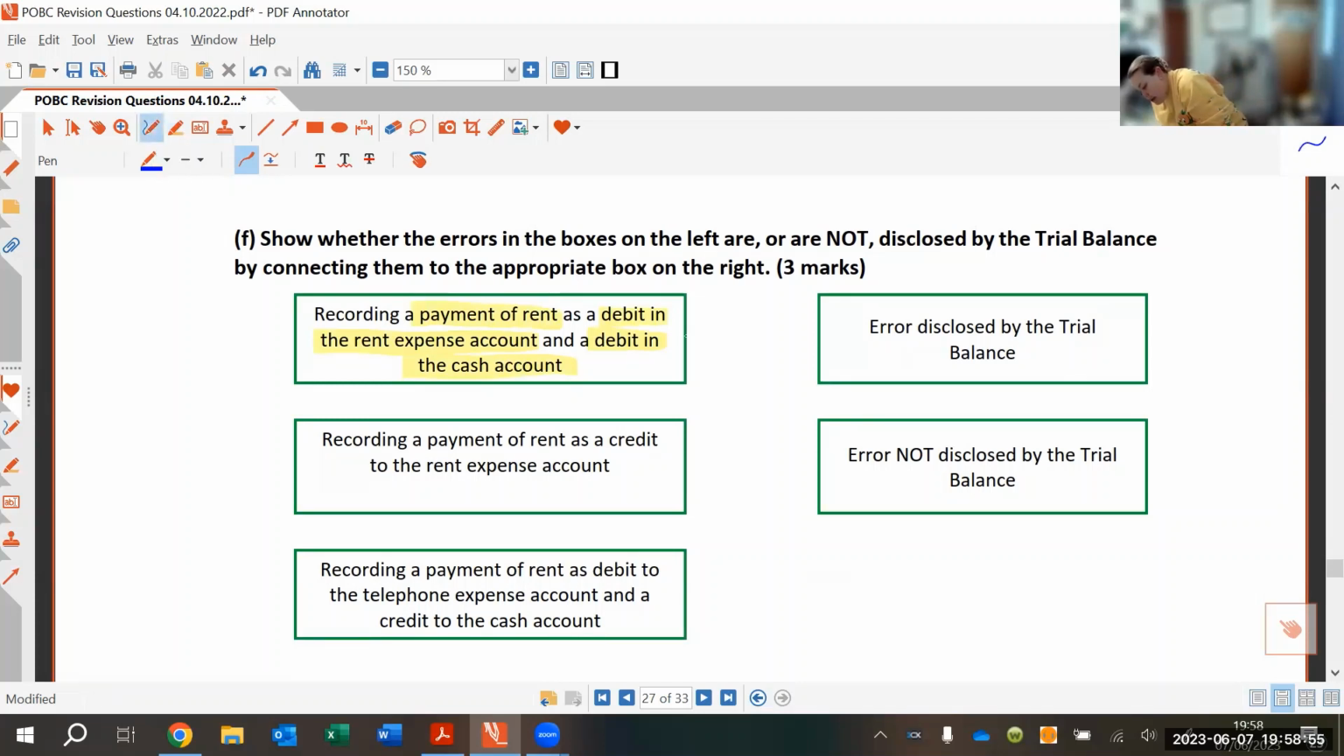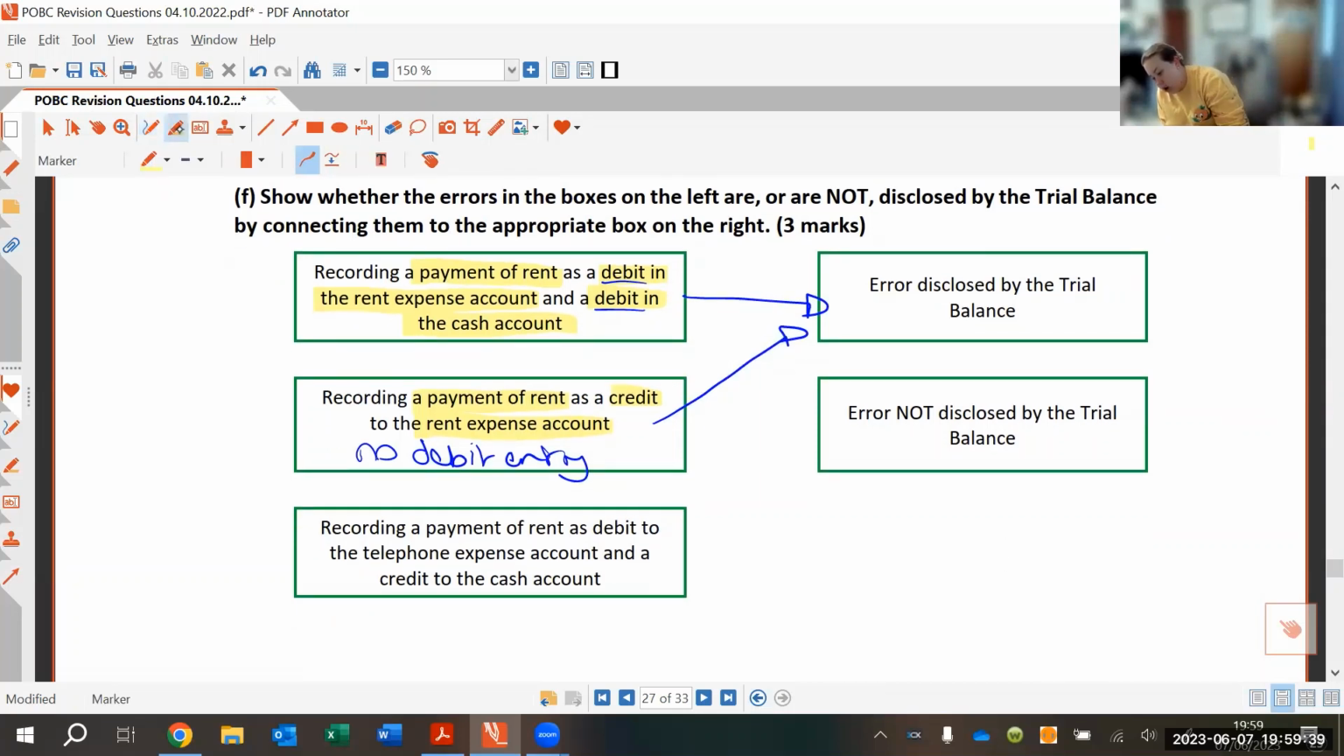Yes, spot on. That would be disclosed. Yes, we've got 2 debits here, so it would definitely be an issue. What about this one? It just says recording a payment of rent as a credit to the rent expense account. Yeah, that is another one that's disclosed. We've got no debit entry mentioned, so it looks like it's just a single-sided entry. So yeah, that would be disclosed.